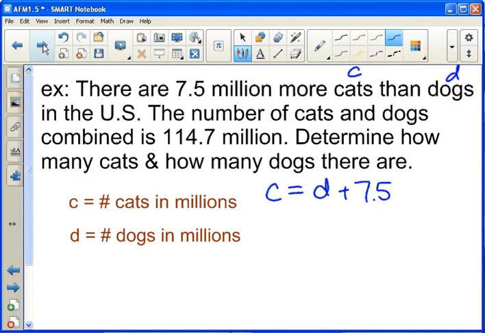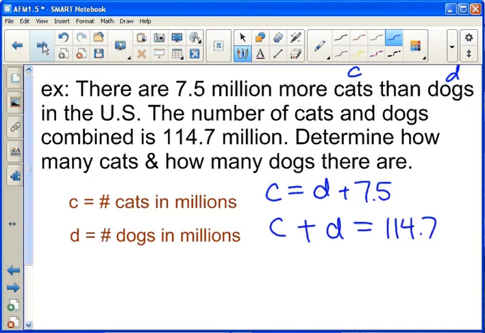Alright, now let's look at the second sentence. The number of cats and dogs combined is 114.7. So if you take the number of cats and combine it or add it to the number of dogs, you should get 114.7. So what we've just created is called a system of equations.